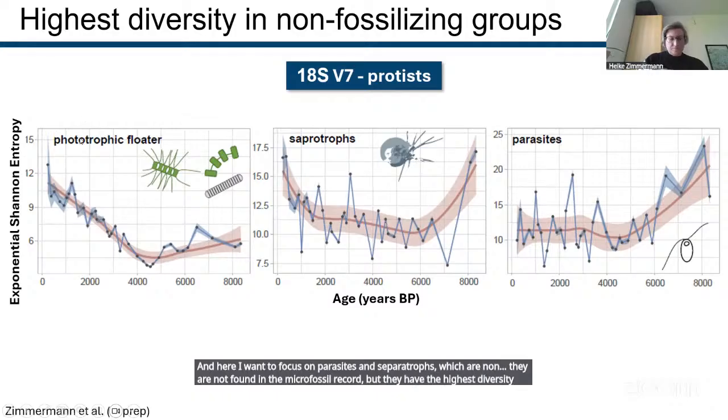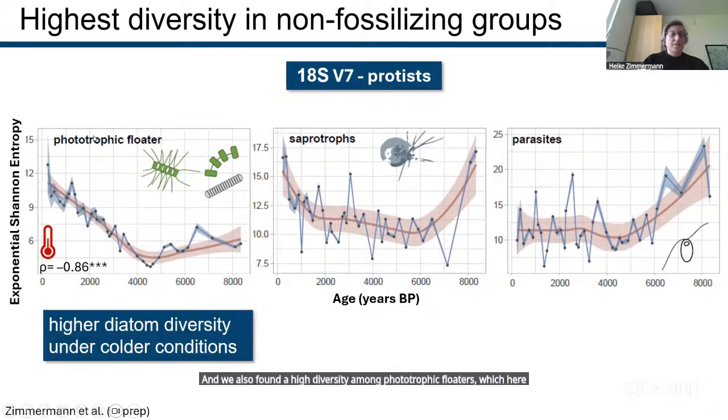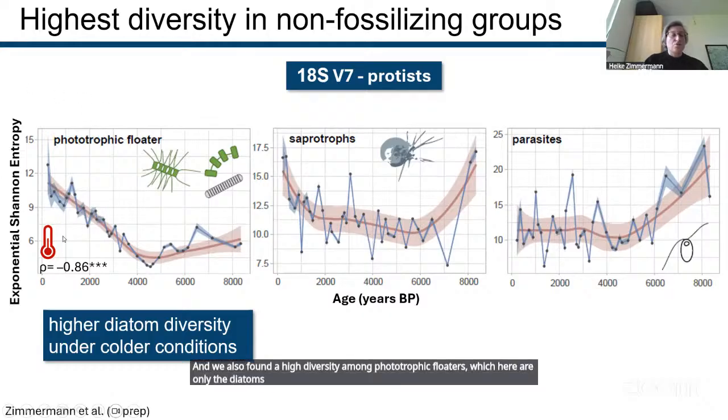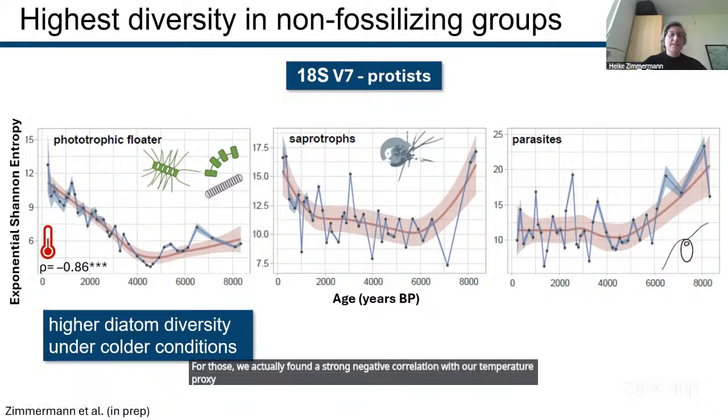And we also found a high diversity among phototrophic floaters, which here are only the diatoms. For those, we actually found a strong negative correlation with our temperature proxy. So that means that diatom diversity is actually higher under colder conditions.